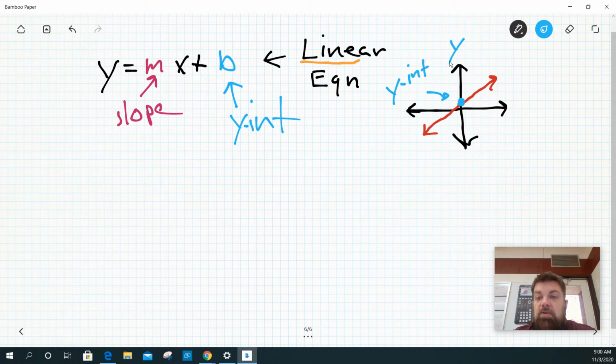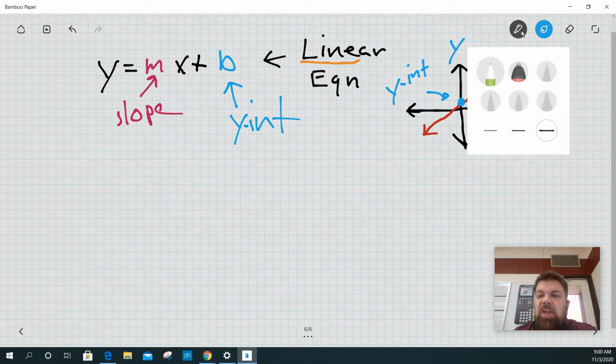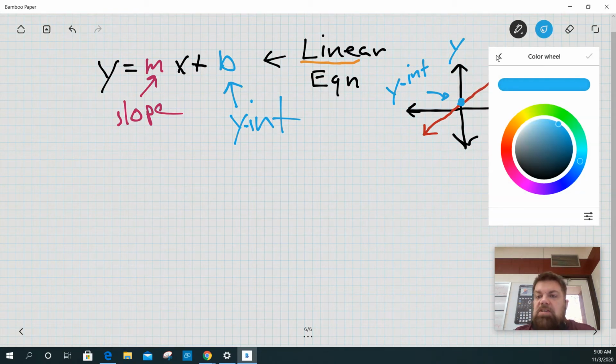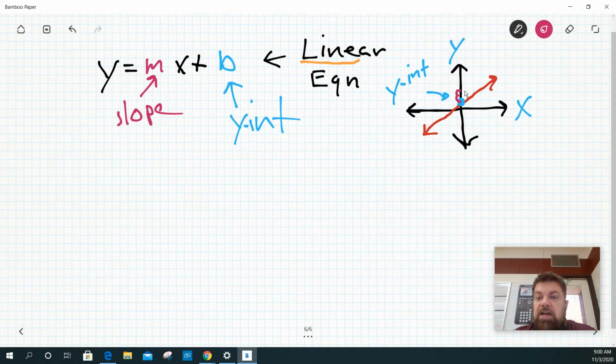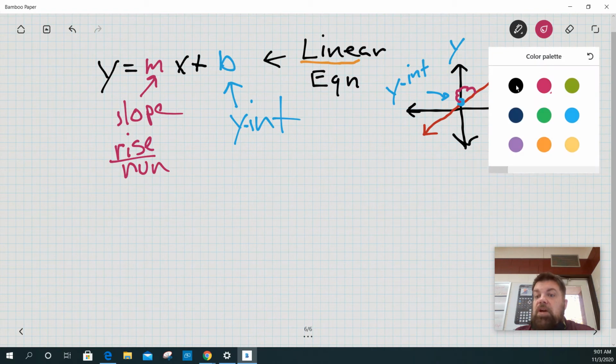And that crosses the y-axis, and this is the x-axis, okay? And then my slope is just going to be the rise over run. So it's going to be my rise over my run. So the slope is technically the rise over the run.